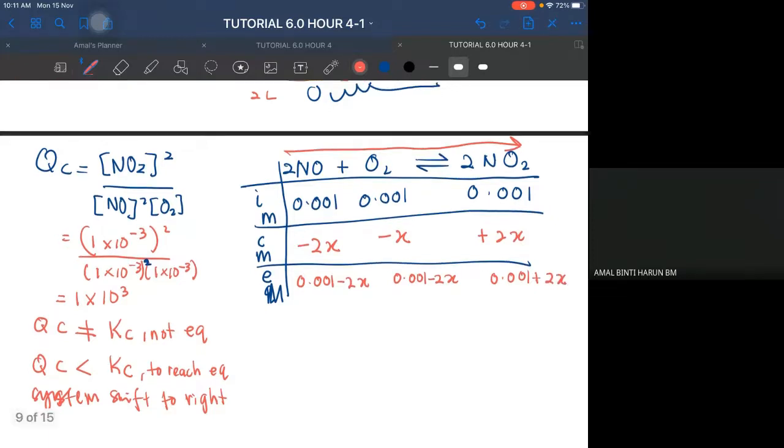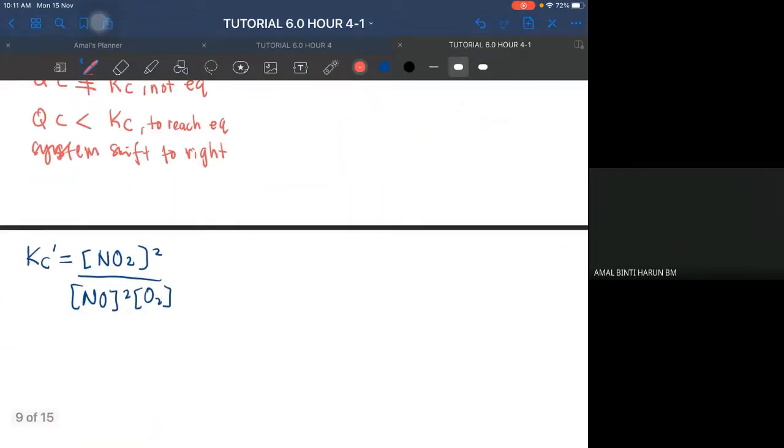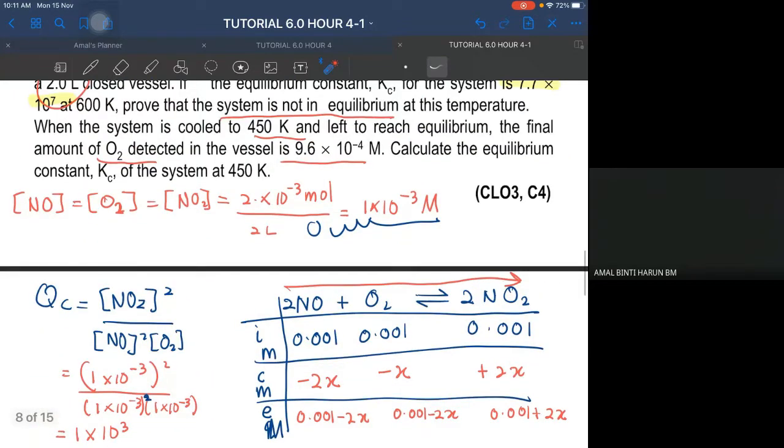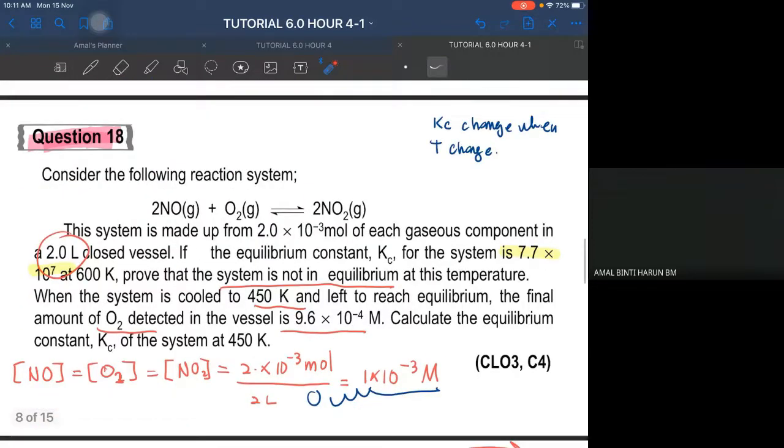Sekarang, remember our aim is to find our new Kc. To know the new Kc, we need to find the concentration at equilibrium, which is this one. So perlu tahu value x. Maklumat apa yang kita nak gunakan untuk cari value x? Normally, kita cari value x bila dia bagi Kc. Tapi sekarang Kc yang nak cari. Tengok balik soalan. Maklumat apa yang dia bagi untuk selesaikan value x?